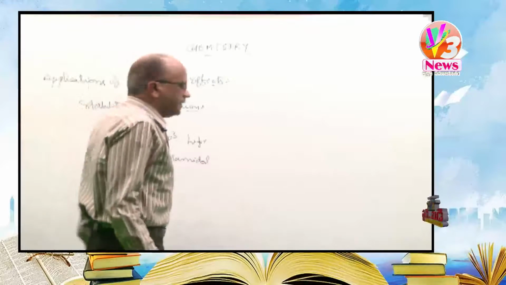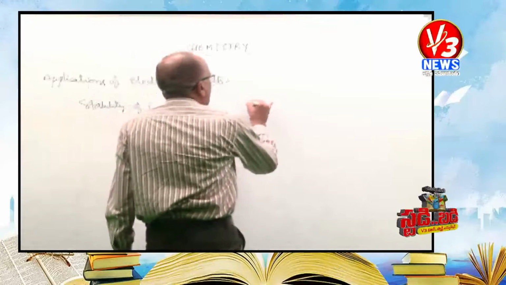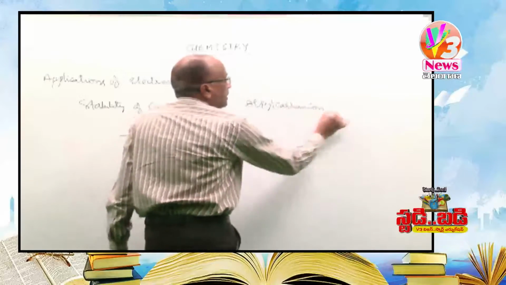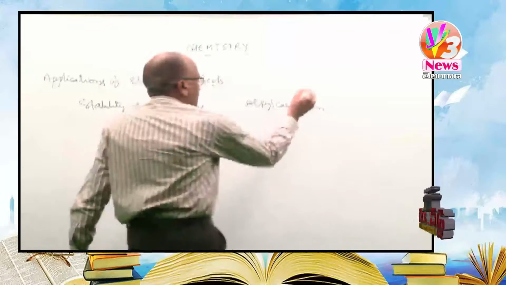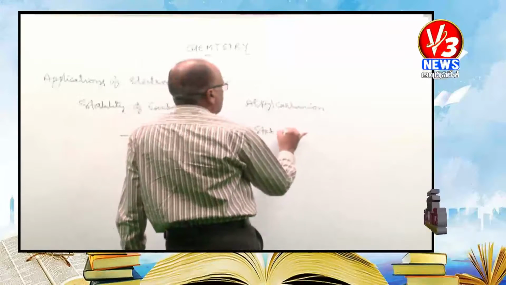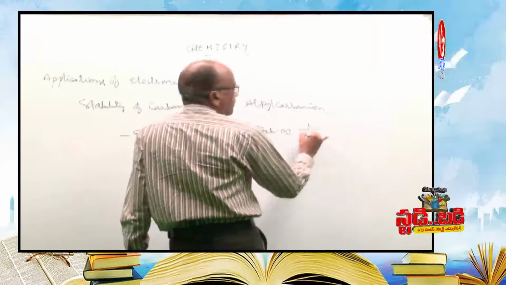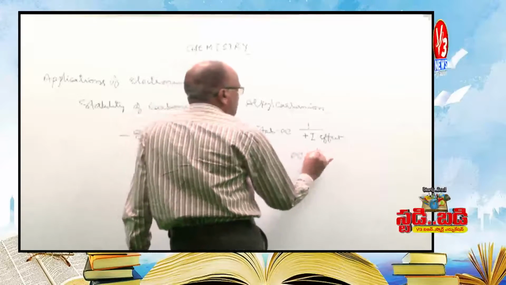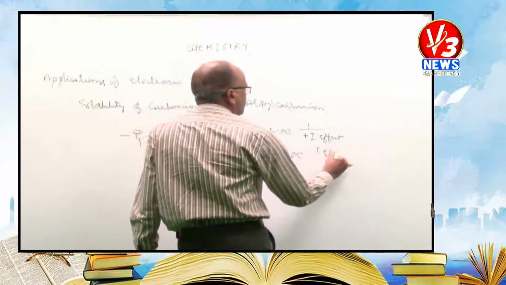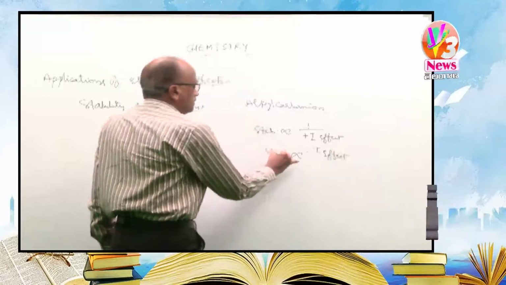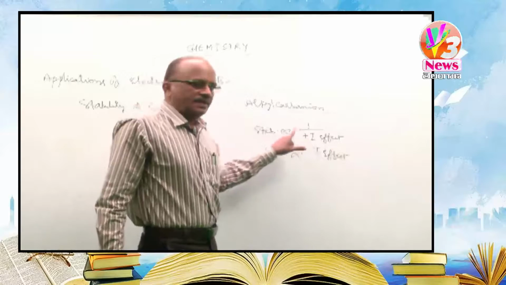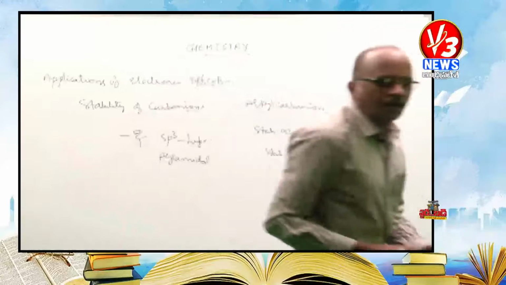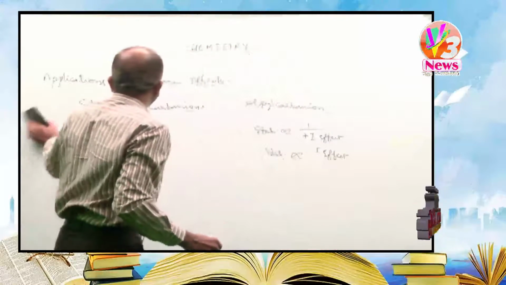Now we will see the stability of different types of carbanions. First we will take alkyl carbanions. Alkyl carbanion stability depends on hyperconjugation or plus I effect. So the stability of alkyl carbanions is inversely proportional to plus I effect and directly proportional to minus I effect. So the more the plus I effect, the lesser is the stability; the more the minus I effect, the more is the stability of carbanions. Now we will take some examples.